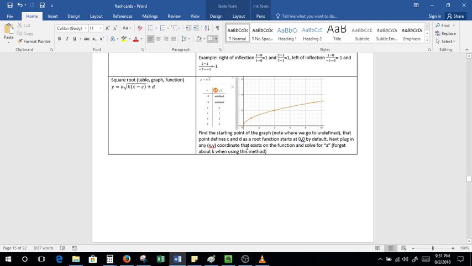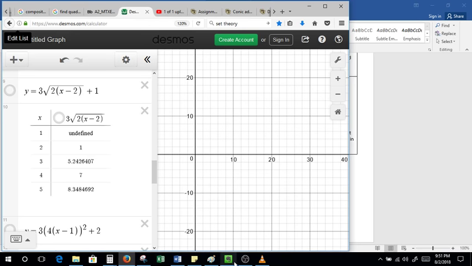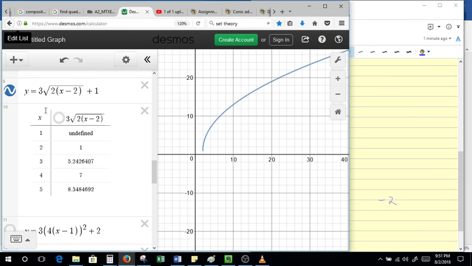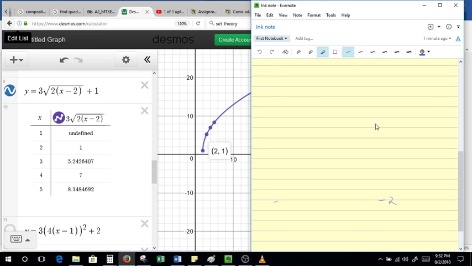And then next we can just plug in any x and y coordinate of any of the points on the function to solve for A. So let's give that a shot. If we go back to Desmos and have these become visible. So we see that the function starts at 2, 1. Right? It can't go beneath that point, so it's undefined. We can see that both in the table and on the graph.